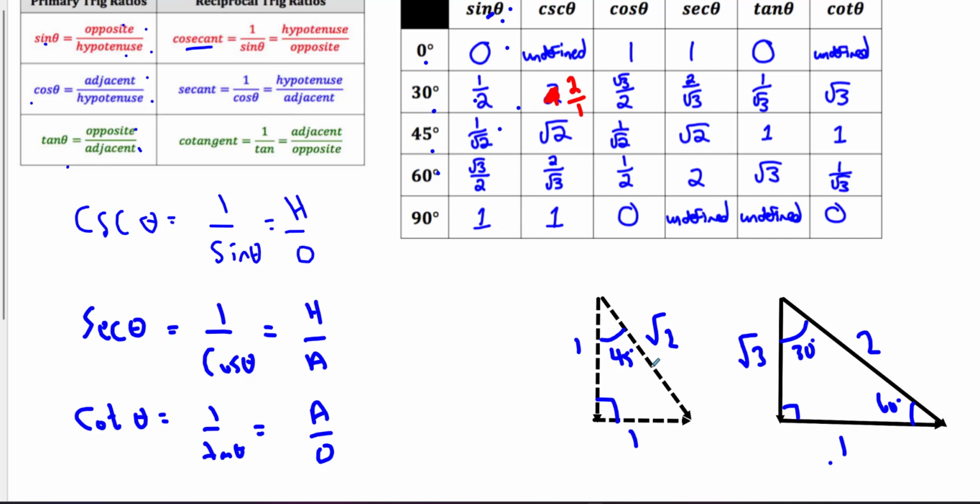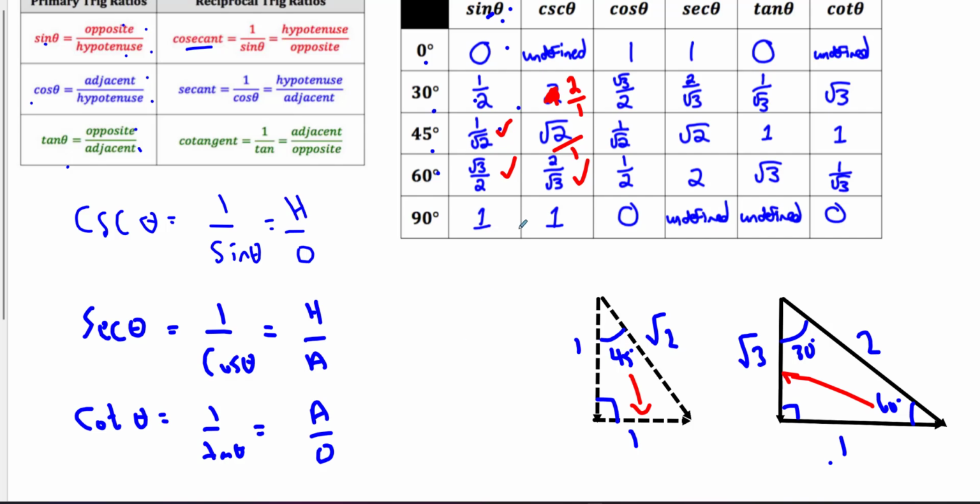Sine of 45, well, we know sine of 45 is opposite over hypotenuse, which is 1 over root 2. And we know that cosecant is going to be the flip of this, so root 2 over 1. We know sine of 60 is root 3 over 2. Check. And we know that cosecant of 60 is going to be 2 over root 3. It's just the flip of the sine value. And we know that sine of 90 is just 1.